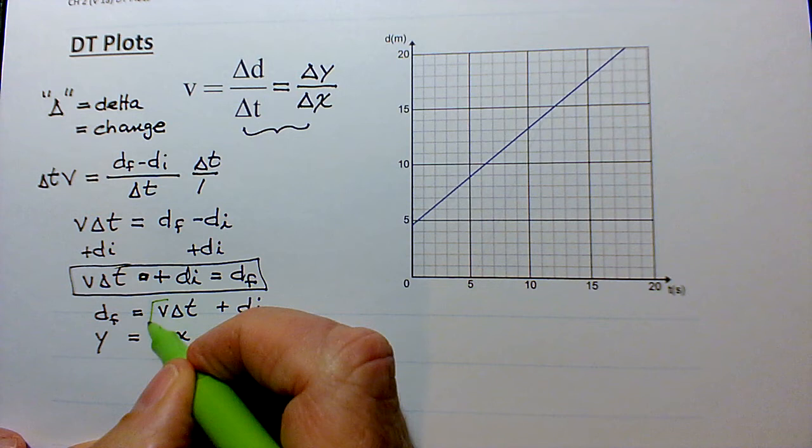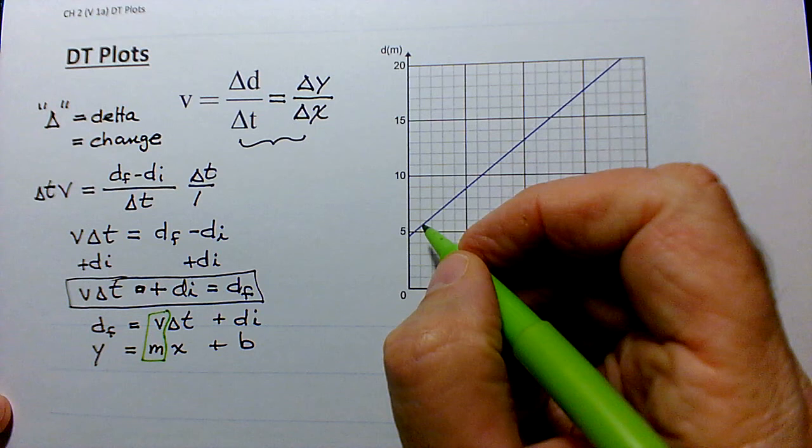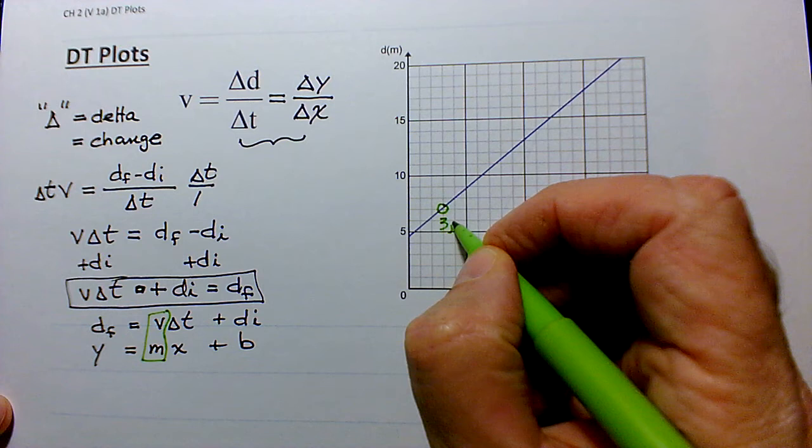Alright, so the first thing we're going to do is pick two ordered pairs off of this plot and calculate the slope. I'm going to pick this one, which is 3.7, and I'm going to pick this one, and I like to pick ordered pairs as far apart as possible.